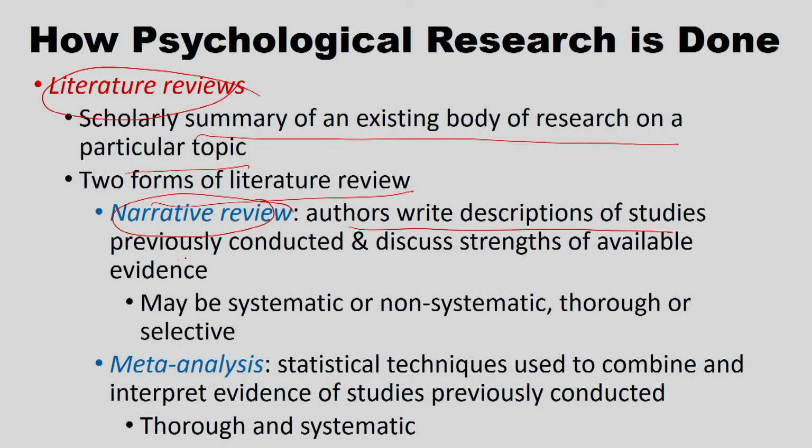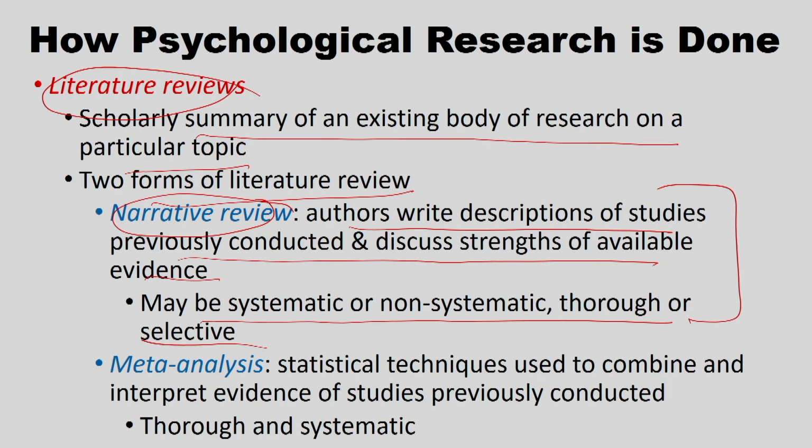Authors write a description of studies previously conducted and discuss trends and available differences, may be systematic or non-systematic through selective analysis. So, here it can be research papers or review papers. In review papers, what happens is, the reviewer actually looks at all kinds of studies that have been done in that field, and then discusses the good points and bad points about all those studies in the review paper, and this kind of thing is called the narrative review.